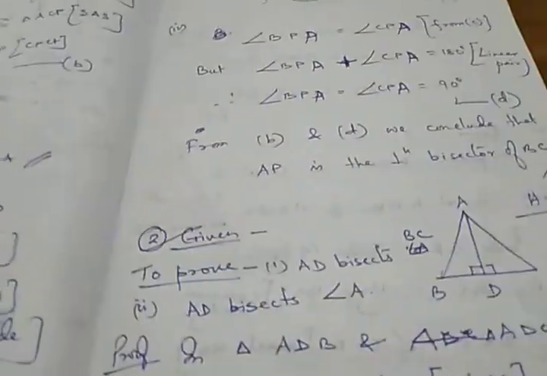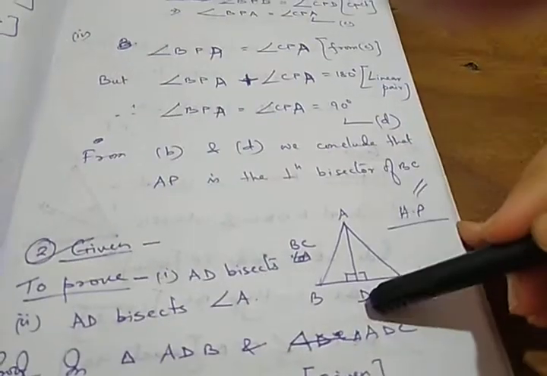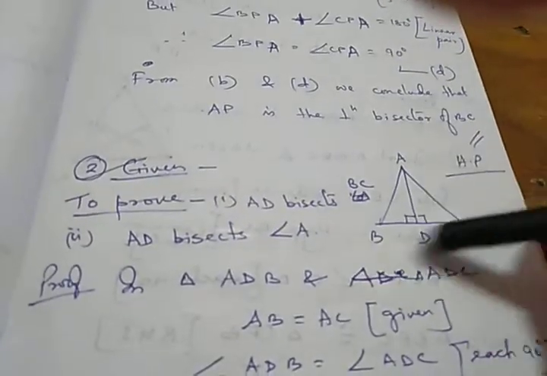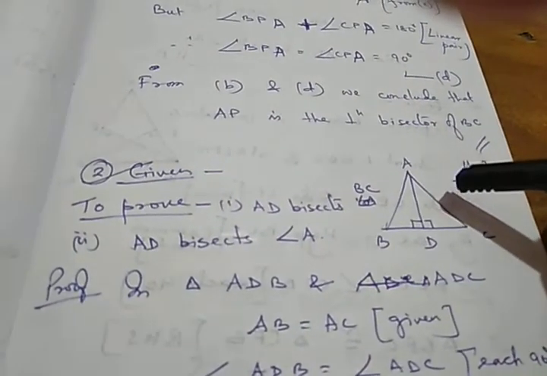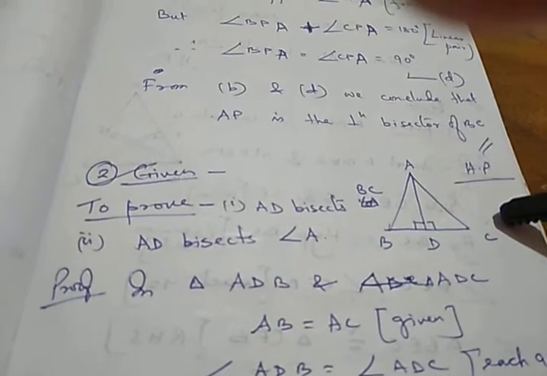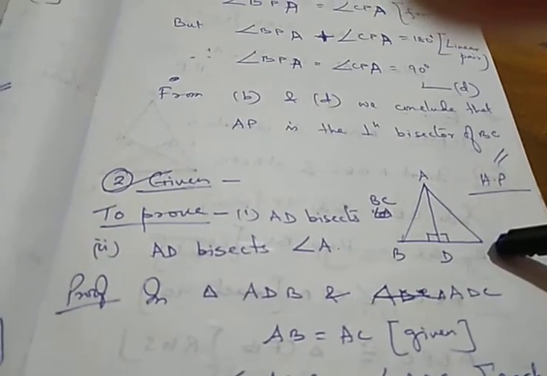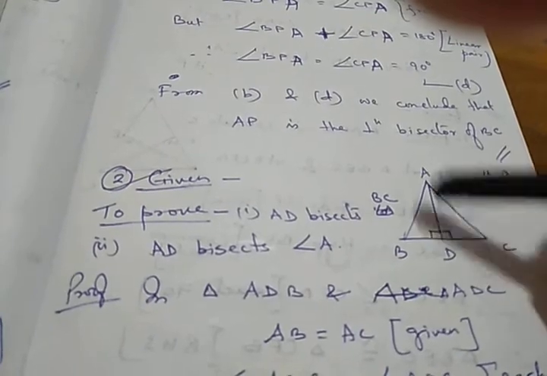Next comes question number 2, exercise 7.3. Here it is given that AD is the altitude. AD is the altitude means perpendicular bisector of the isosceles triangle ABC. Okay, and that means AB equals AC. It is given. Show that AD bisects BC as well as AD bisects angle A.